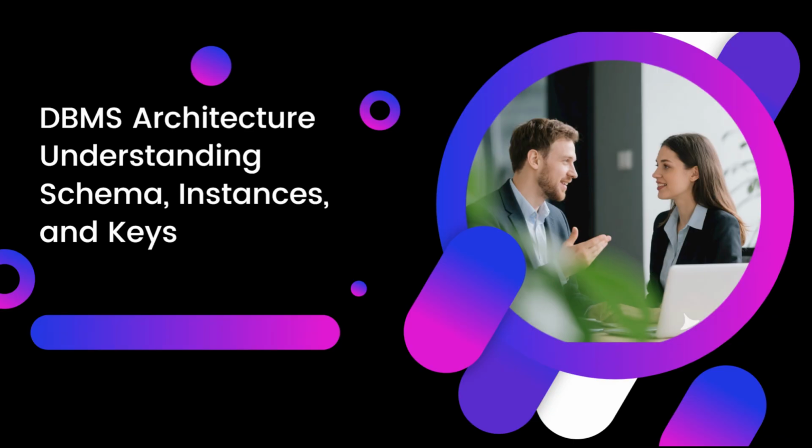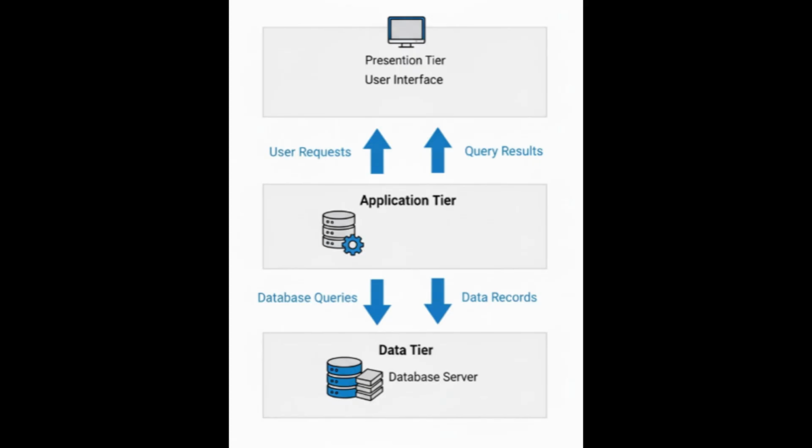First, DBMS architecture. At a high level, a DBMS splits responsibilities so systems are scalable, secure, and maintainable. The two common ways to think about it are the three schema logical levels, external, conceptual, and internal, and the three-tier deployment: presentation, application, and data.